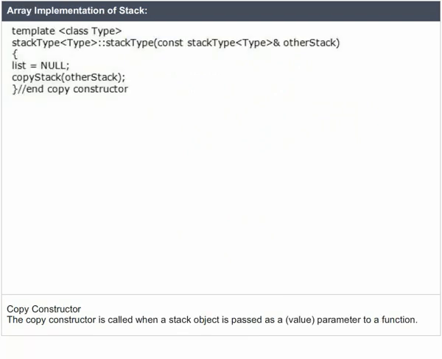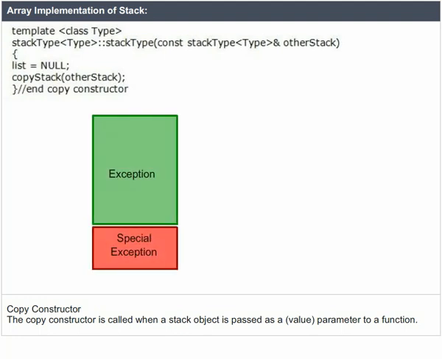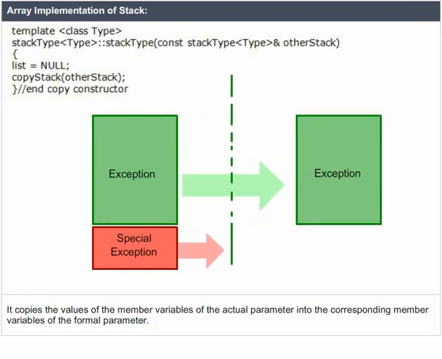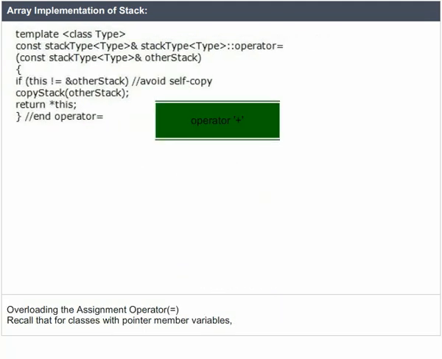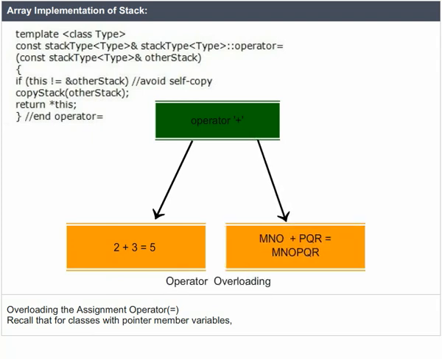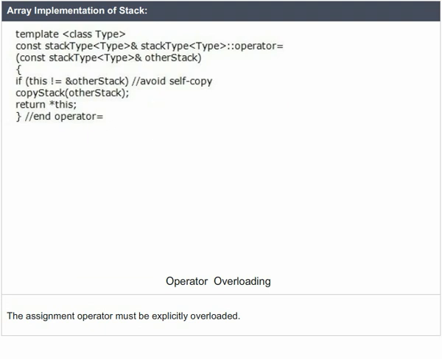Copy constructor. The copy constructor is called when a stack object is passed as a value parameter to a function. It copies the values of the member variables of the actual parameter into the corresponding member variables of the formal parameter. Overloading the assignment operator, equal sign. Recall that for classes with pointer member variables, the assignment operator must be explicitly overloaded.